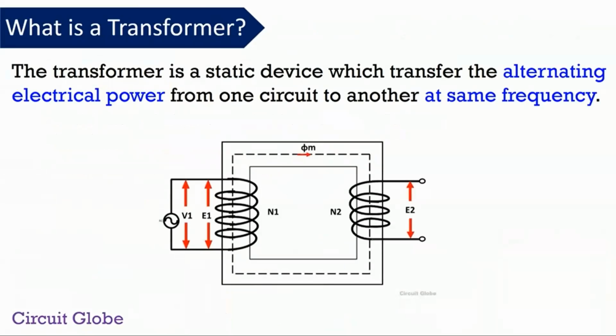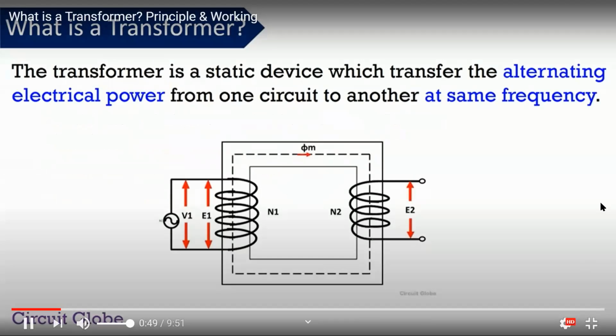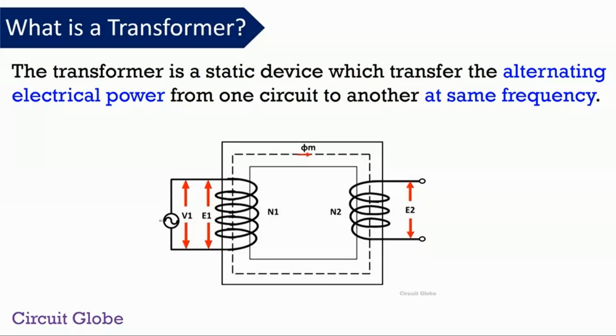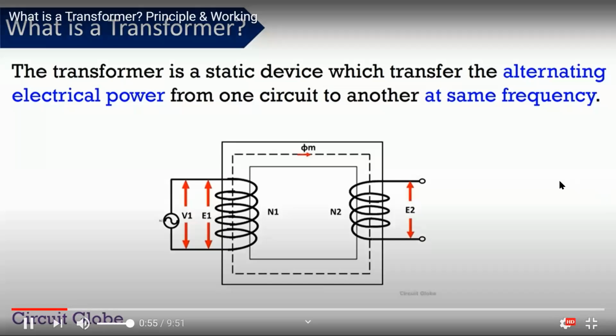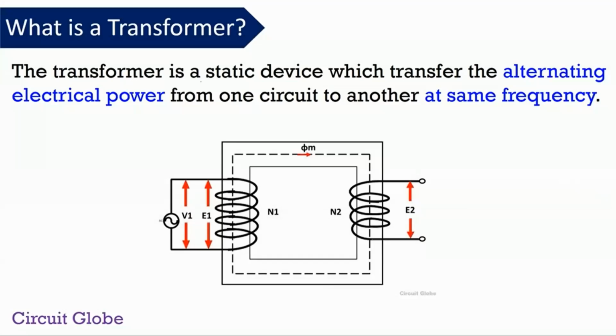The transformer is a static device which transfers the alternating electrical power from one circuit to another at the same frequency. Now here two questions arise in your mind. The first one is why it is called a static device, and the second one is how it transfers the power at the same frequency.